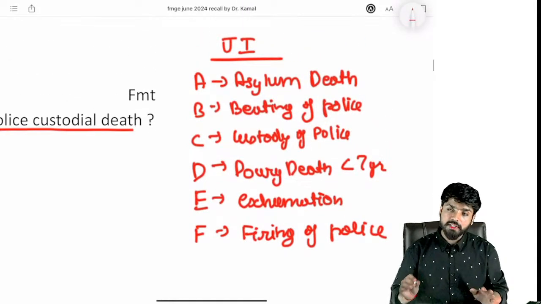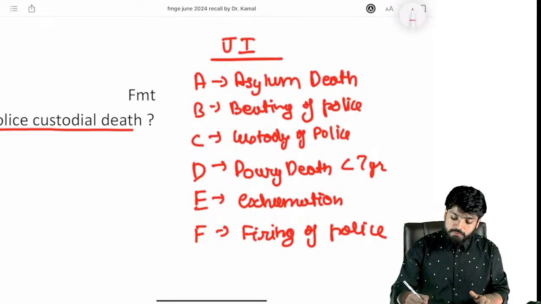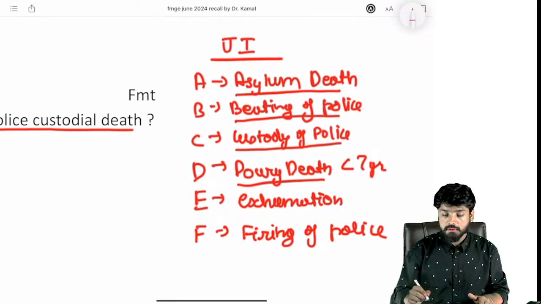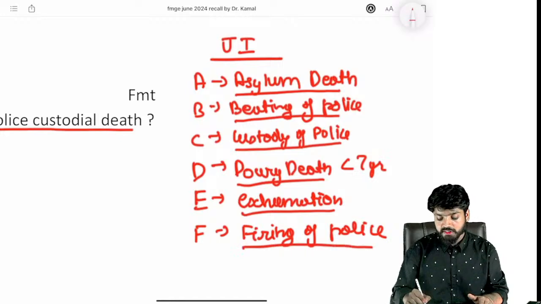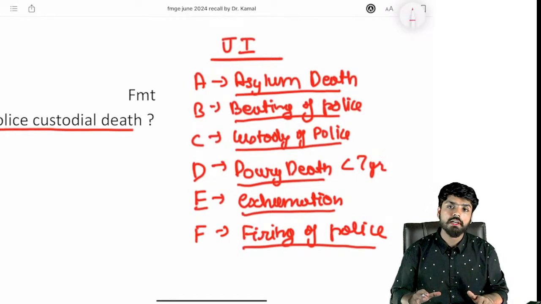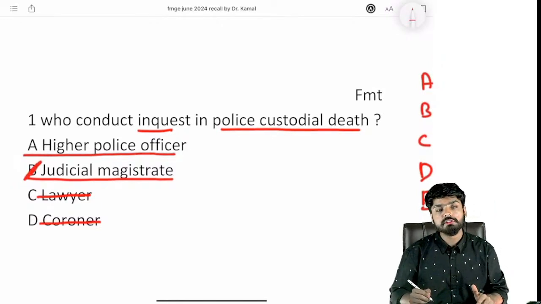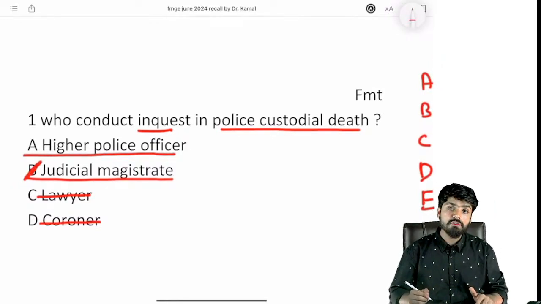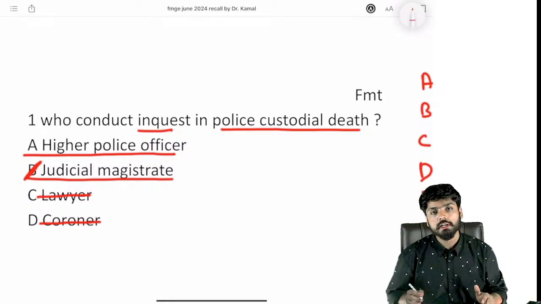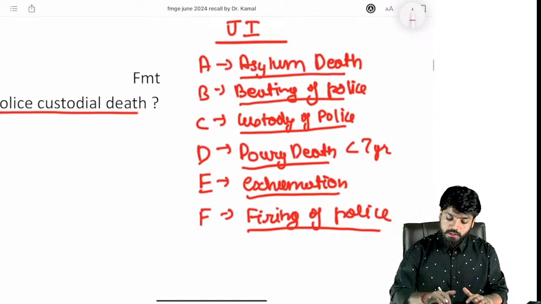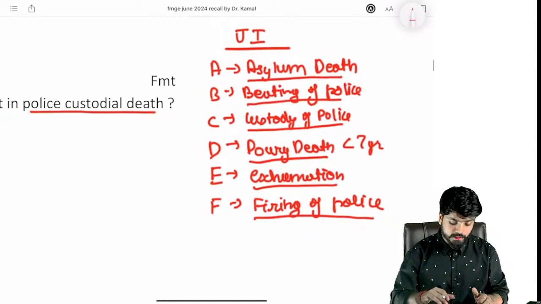So these are the specific reasons, and all of them are related to the police itself: death in asylum, death due to beating by police, death in custody of police, dowry death less than 7 years, exhumation, and firing by police. Whenever these reasons are mentioned, the answer will be judicial magistrate or judicial inquest. A higher police officer conducts an inquest in any unnatural cause of death except these.